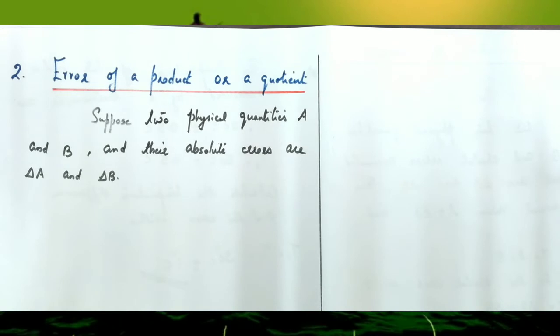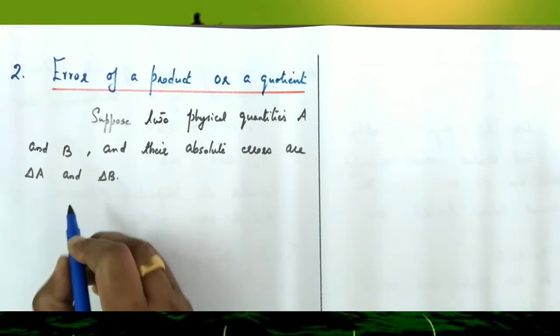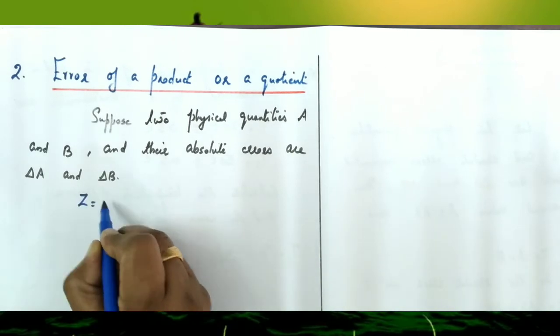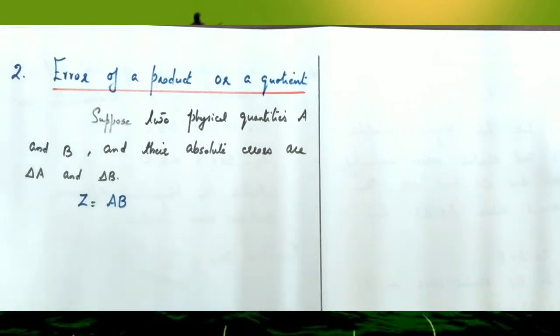Suppose two physical quantities A and B have absolute errors delta A and delta B. Let us find Z equal to A into B, the product. Let Z equal AB. How will you find out the error in Z?